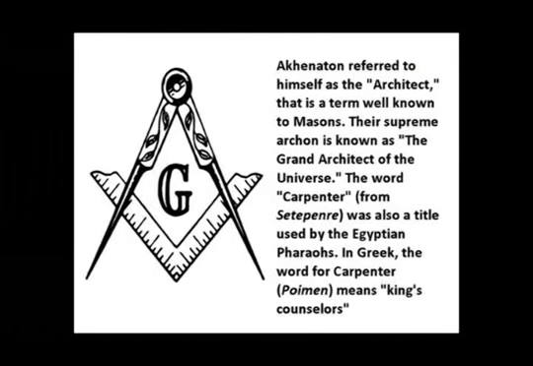Now, Akhenaten referred to himself as the architect. That is a term well known to Masons. Their supreme archon is known as the grand architect of the universe. The word carpenter, from the Egyptian word Setepenre, was also a title used by the Egyptian pharaohs. In Greek, the word for carpenter, poimen, means king's counselors.